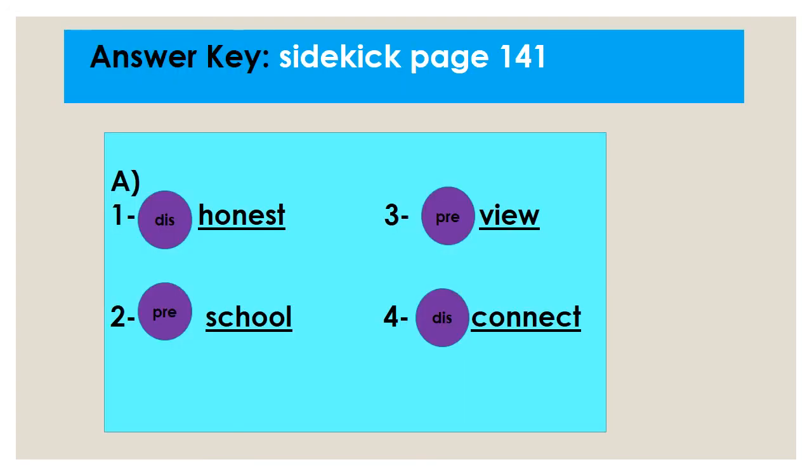Here is the answer key of the page. Number 1, dishonest. Okay, the prefix is this. You can put a circle or a box, and then the root word is honest. Number 2, you have a preschool. You underline school, and you put circle around the pre. Number 3, you have a preview. So you underline view, and you put circle around the pre. And then we have disconnect. You underline connect, and you put circle around this.